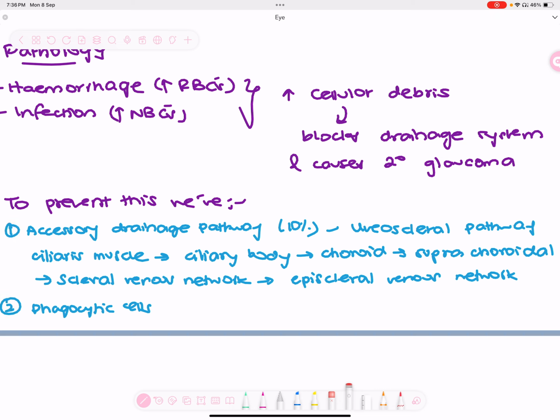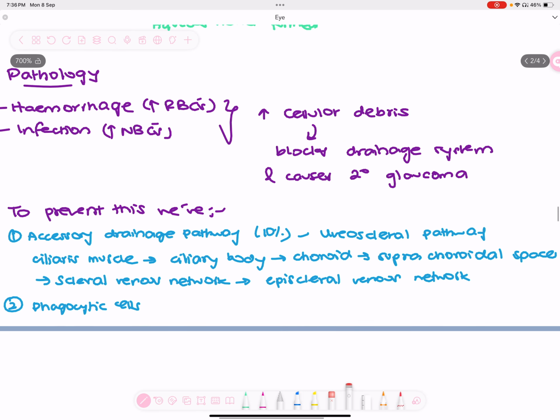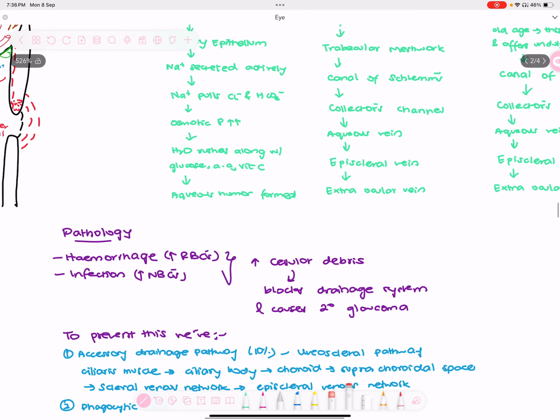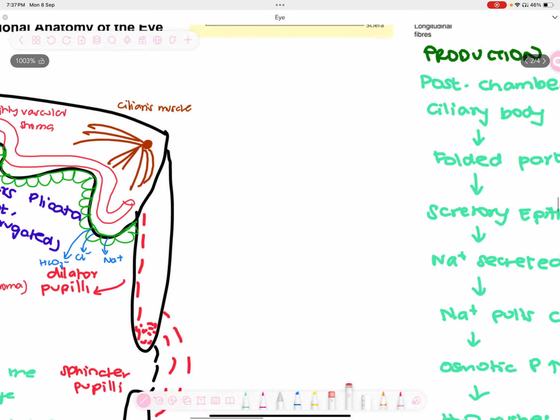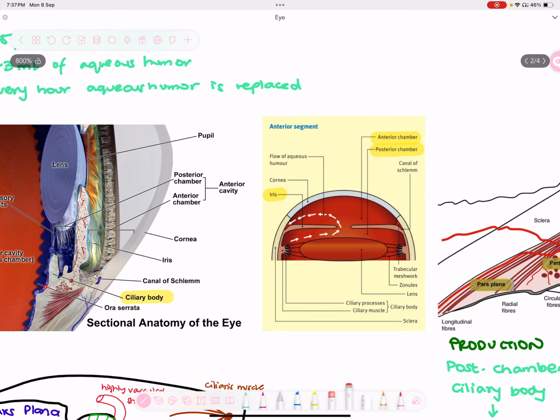One is it has an accessory drainage pathway, the uveoscleral pathway. In the uveoscleral pathway, instead of draining into your trabecular meshwork, it drains into the ciliary body. Now, you must be thinking how. So this is your iris, right? But there is a region of ciliary body here as well. So instead of getting drained into the trabecular meshwork, which is here, it goes and drains into the ciliary body itself.